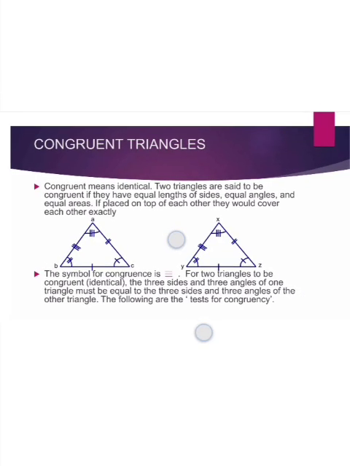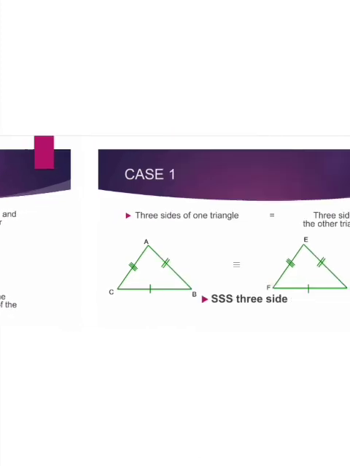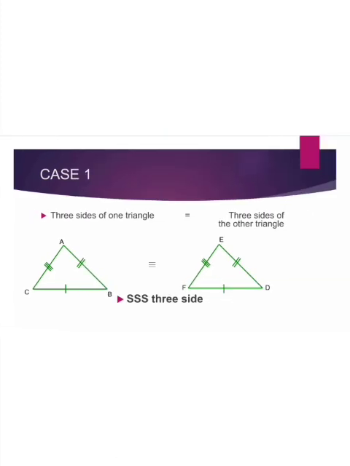For two triangles to be congruent, the three sides and three angles of one triangle must be equal to the three sides and three angles of the other triangle; that is known as congruent triangles. The following are the tests of congruency. You can see the triangles there. Case 1: three sides of one triangle equal three sides of the other triangle.